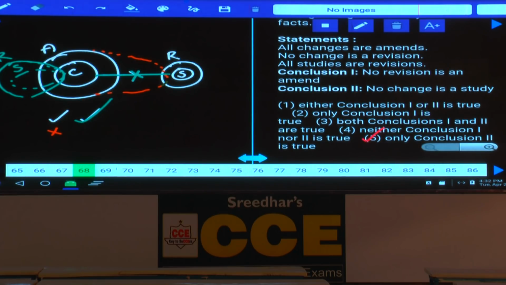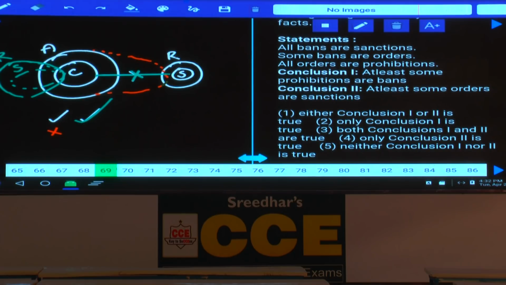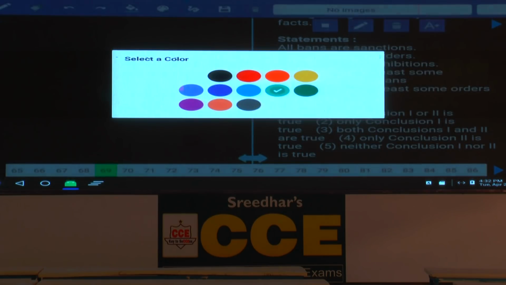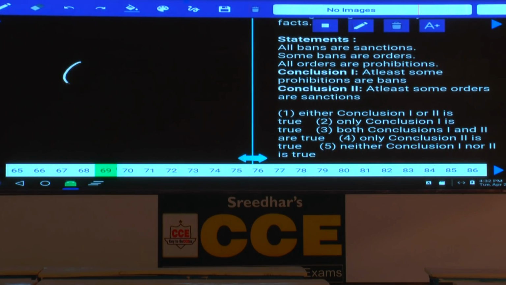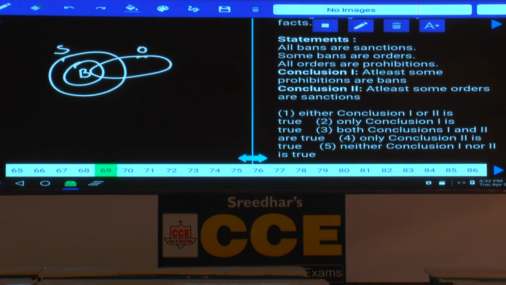Done with question number 68, choice 5 is the answer. Then 69: all bans are sanctions. These are bans which are sanctions. All bans are sanctions, and some bans are orders. And all orders are prohibitions.